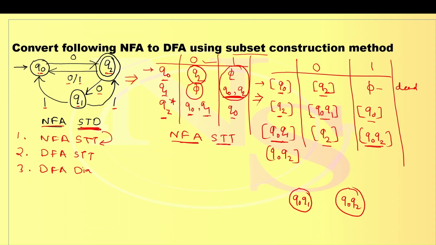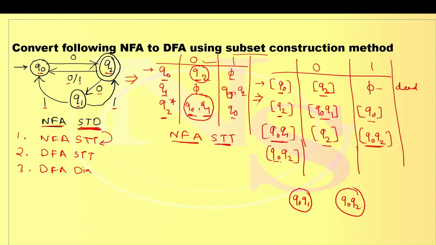How to find transition? Same process. Refer the NFA table. Q0, Q2. So Q0 on 0 going to Q2. I'm just completing this. Q0 on 0 going to Q2, this one, but Q2 on 0 going to Q0, Q1.